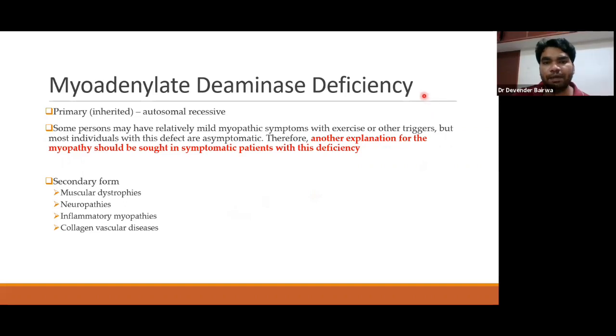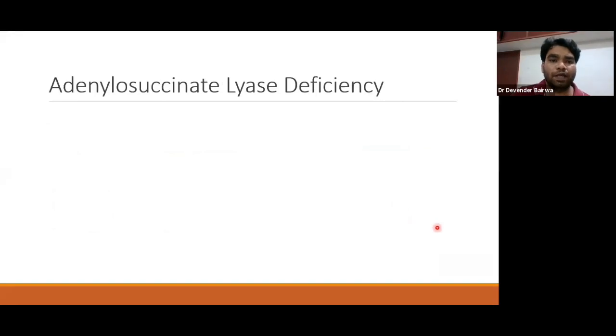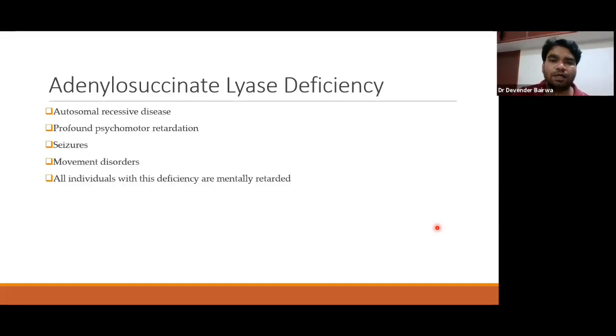If you read about the ischemic forearm exercise test for myopathies, you will realize this is the condition that comes up. This is the only condition associated with lack of increase in ammonia in that test. You can see the test online; it is mentioned there. Then adenylosuccinate lyase deficiency is an autosomal recessive disease that can lead to profound psychomotor retardation, seizures, and movement disorders. All patients are mentally retarded, and some can have autistic features.